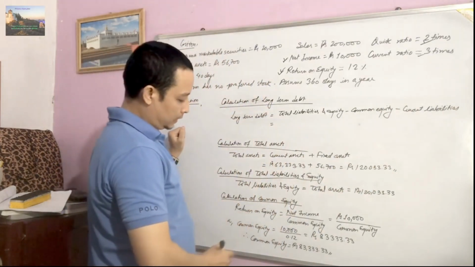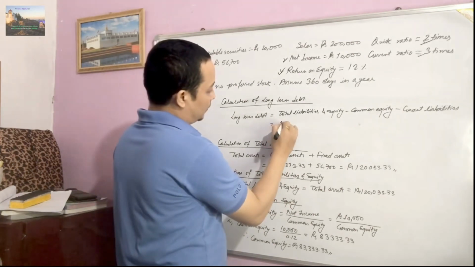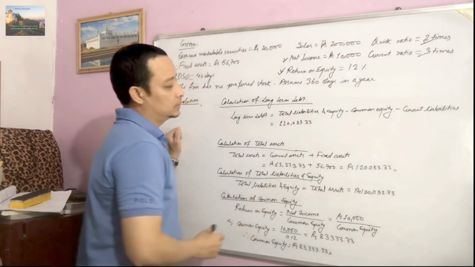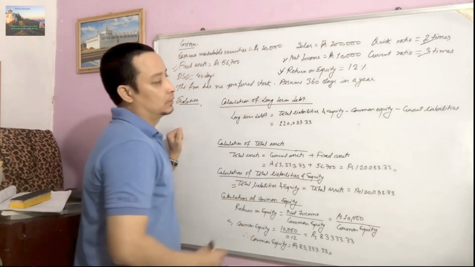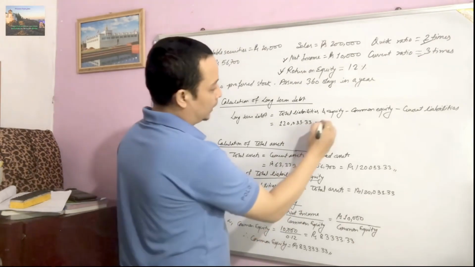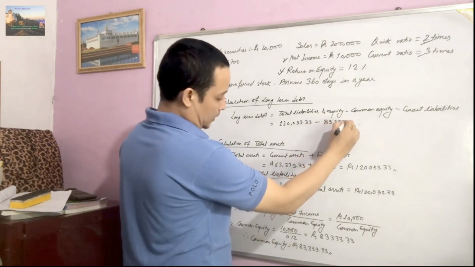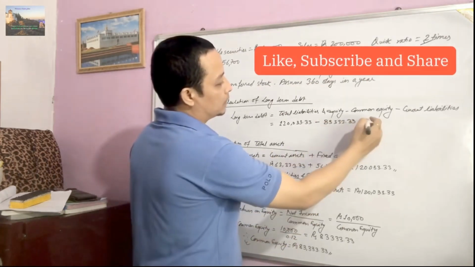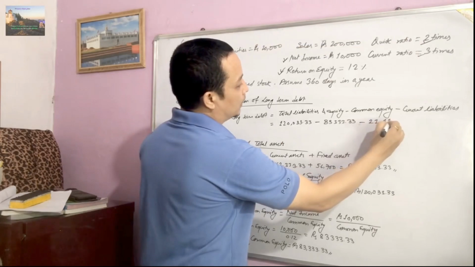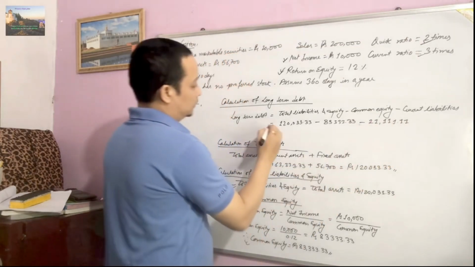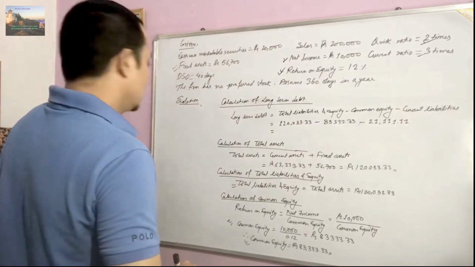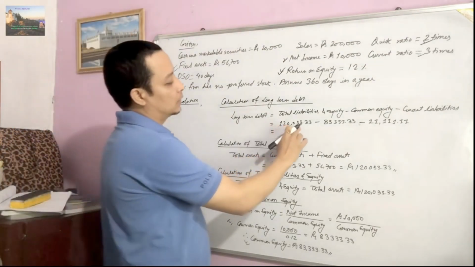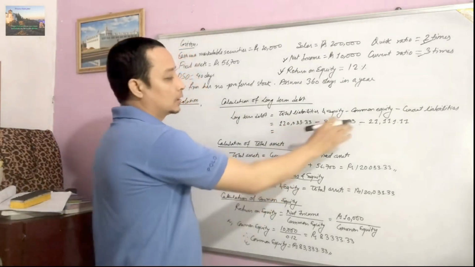Total liability and equity, that is your 1,20,033.33. This you have already found, minus common equity here 83,333.33. This is your common equity, minus current liability, which you have already found, 21,111.11.